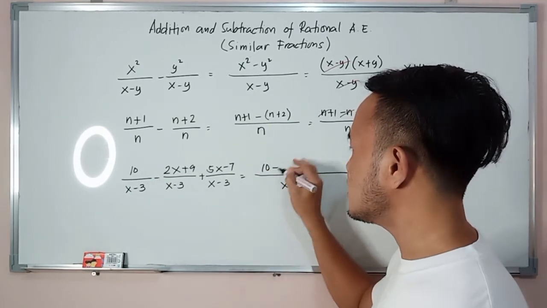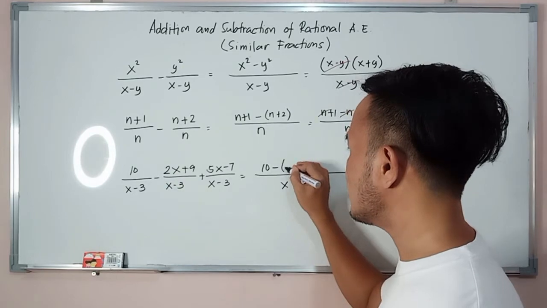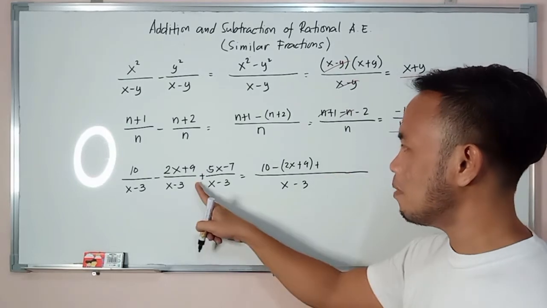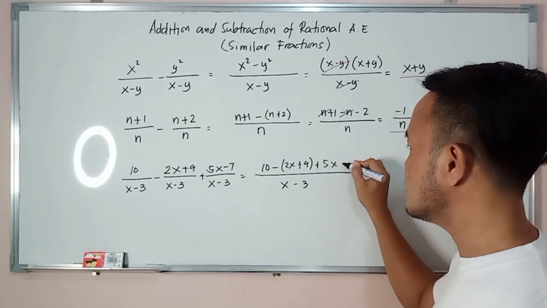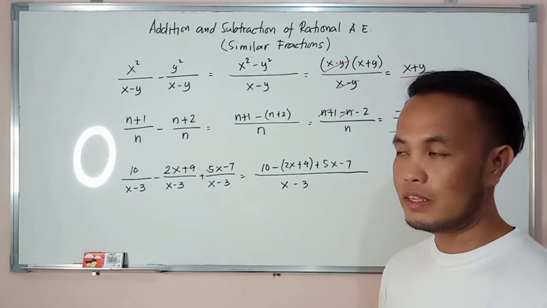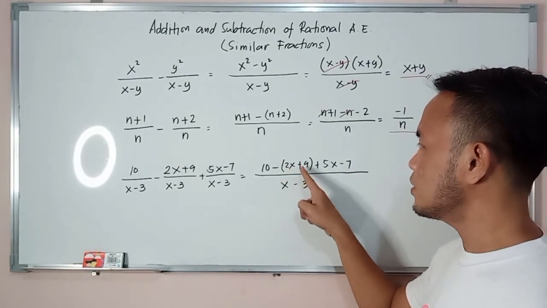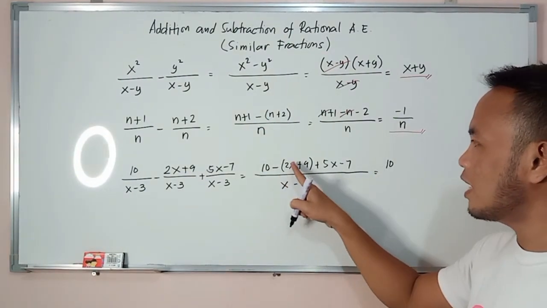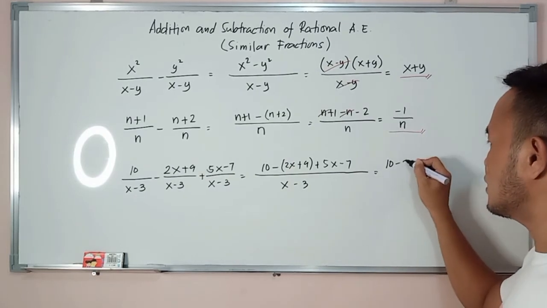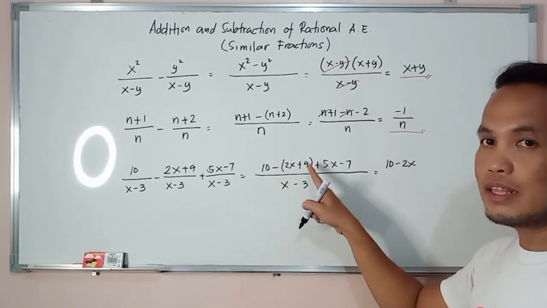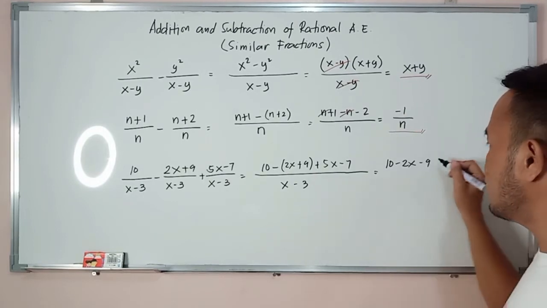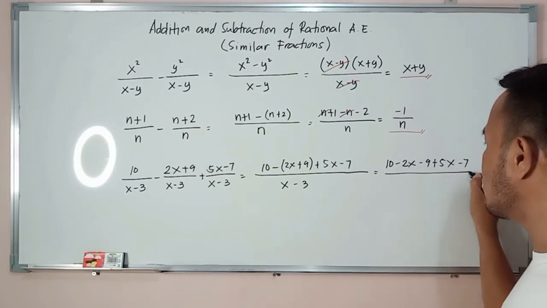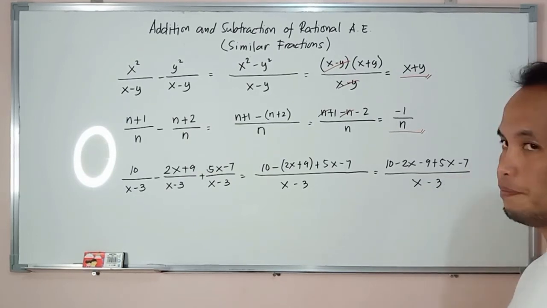We have the minus. Since this is minus, we enclose this one with a parenthesis, so that is 2x plus 9, then we have the plus. Since this is plus, no need for us to enclose with a parenthesis, that is 5x minus 7. Then, we distribute this sign to the terms inside the parenthesis. So, we copy 10, negative times 2x is negative 2x, negative times 9 is negative 9, then we copy plus 5x minus 7, and that's over x minus 3.